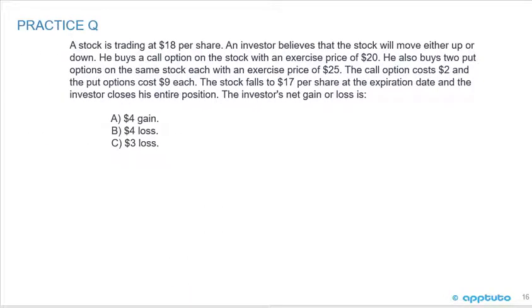So just two practice questions to finish this LOS. The first one, a stock is trading at $18 per share. An investor believes that the stock will move either up or down. He buys a call option on the stock with an exercise price of $20. He also buys two put options on the same stock with an exercise price of $25. The call options cost $2 and the put options cost $9 each. The stock falls to $17 per share at the expiration date and the investor closes his entire position. The investor's net gain or loss is A, $4 gain, B, $4 loss, or C, a $3 loss.